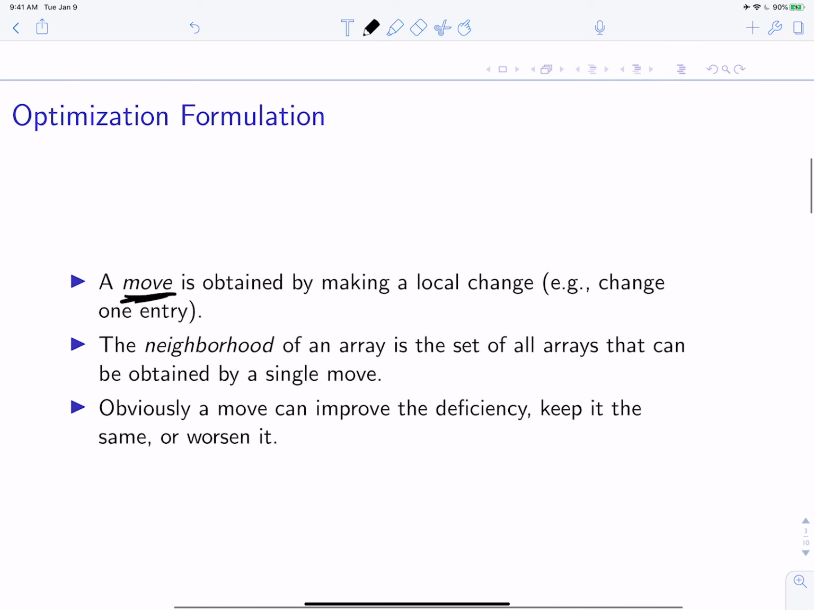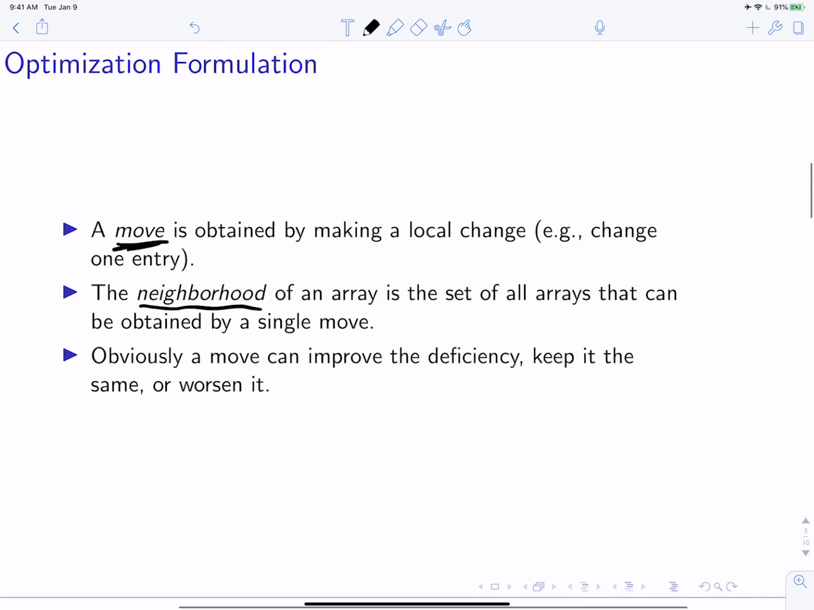And the neighborhood is just what are the possible arrays you can get. So among all possible moves you can make, what are all possible arrays that you could make out of it? And if you perform a move, then either the deficiency goes up, stays the same, or goes down. It could really depend on which one you pick. So it's not always that if you make a move, you're always going to improve the array. You might actually worsen it.